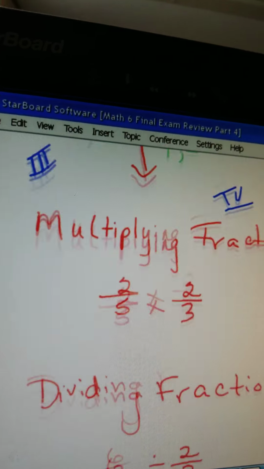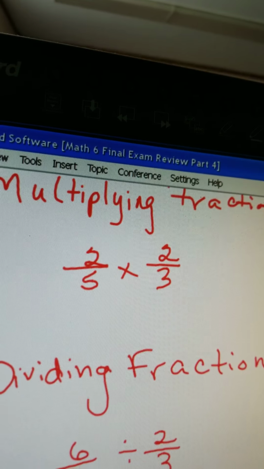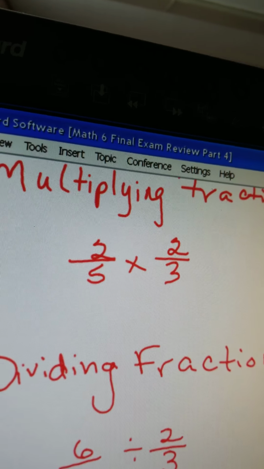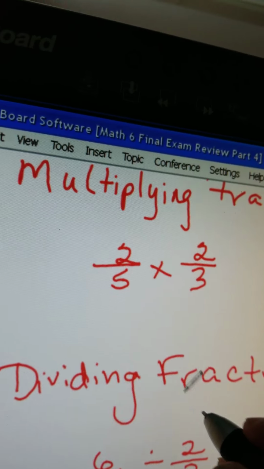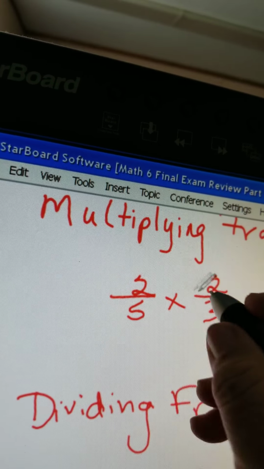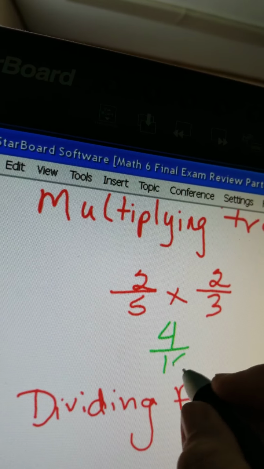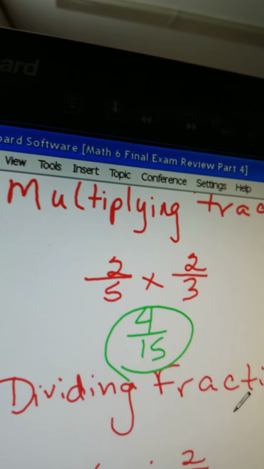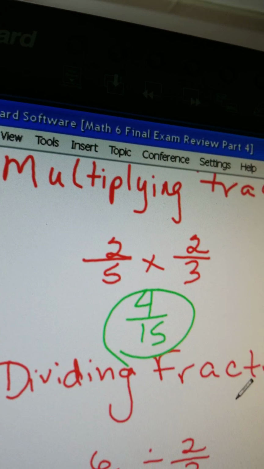Multiplying fractions is really, I think, easier than adding and subtracting because you don't need a common denominator. Numerator times numerator, denominator times denominator. 2 times 2 is 4 over 15. Done. Okay, it cannot be reduced.